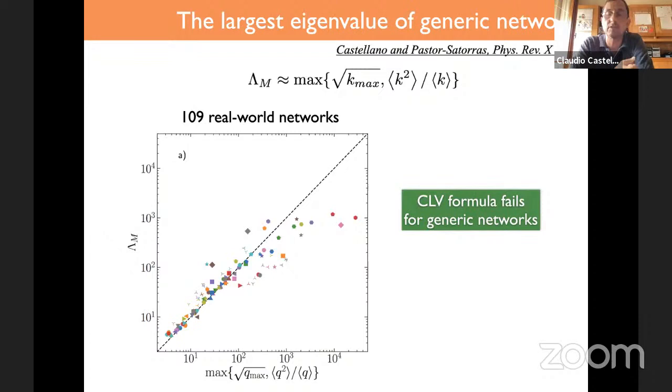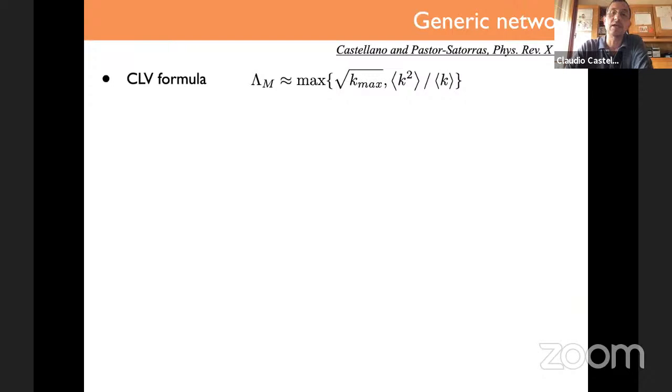The uncorrelated configuration model is uncorrelated and locally tree-like. It has essentially no clustering, nothing. So what happens if you consider a large set of empirical networks? This is what we did. We took this large set and we found that actually the Chung-Lu-Vu formula does not work very well. So there are very strong deviations from the prediction. The idea is to try to understand why this happens and how it is possible to improve on the Chung-Lu-Vu formula.